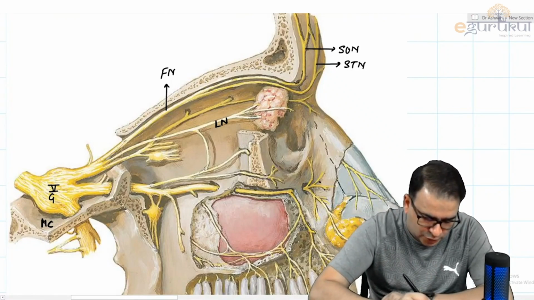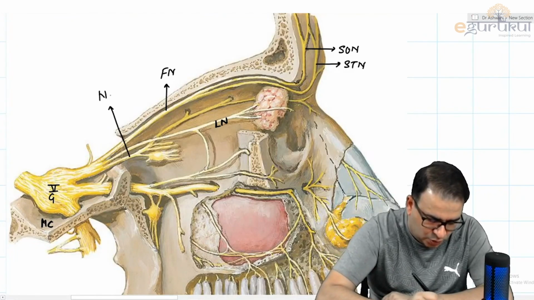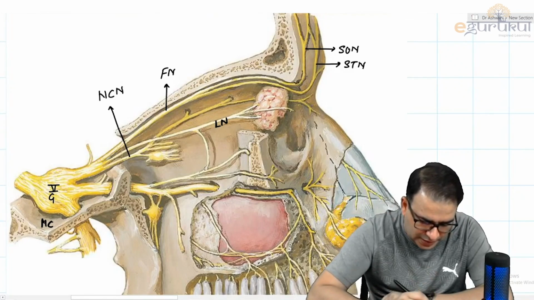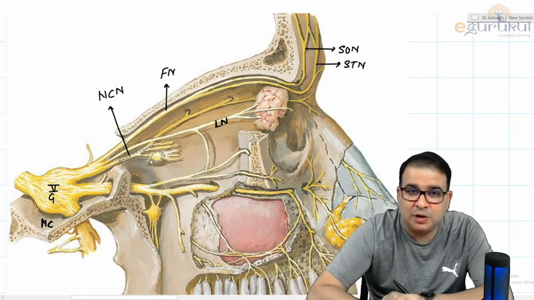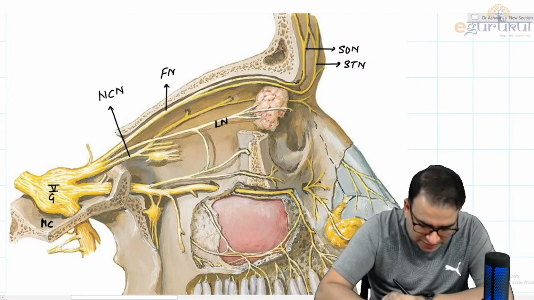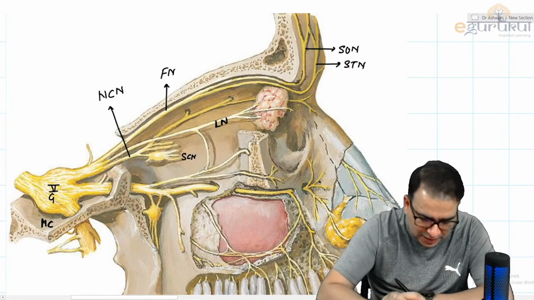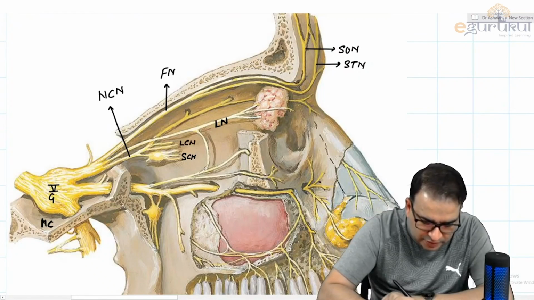Most important, the nasociliary. There we have it. That is the nasociliary nerve. Nasociliary nerve is topographically connected to what? Ciliary ganglion. Now you can see a direct branch coming from the ciliary ganglion. What nerves are these? These are short ciliary nerves. The eyeball is not shown here, so it is easier. And then you get some direct branches which are coming from the nasociliary. These are long ciliary nerves.